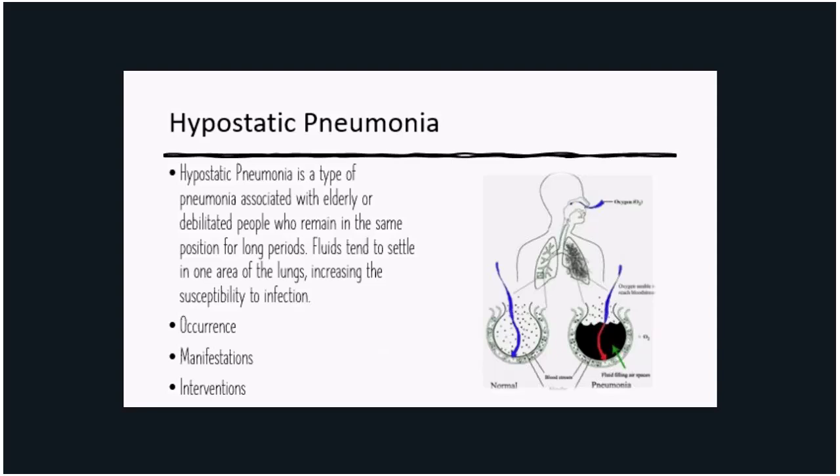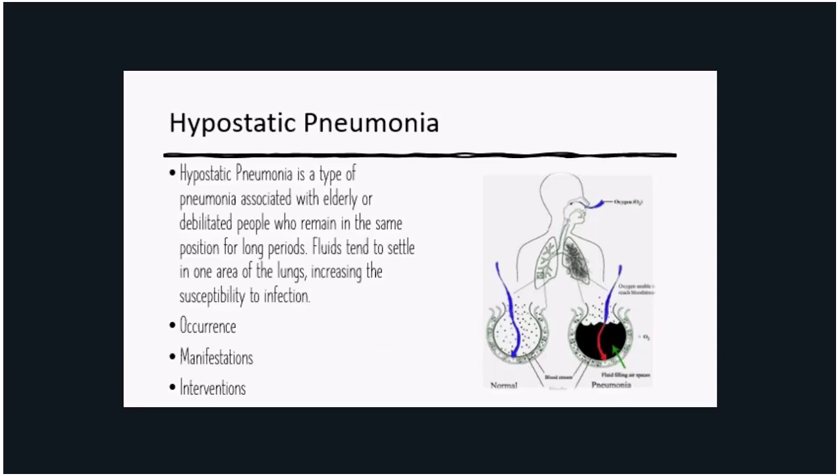The next potential complication is hypostatic pneumonia. Hypostatic pneumonia is a type of pneumonia associated with elderly or debilitated people who remain in the same position for long periods. So automatically your nursing mind should say, I'm going to turn and reposition this patient every 2 hours. And I will tell you that your nursing mind is right. Fluids tend to settle in one area of the lungs, increasing susceptibility to infection. So the occurrence for this potential complication is after 48 hours.